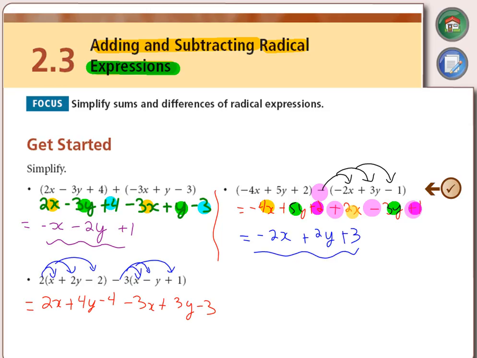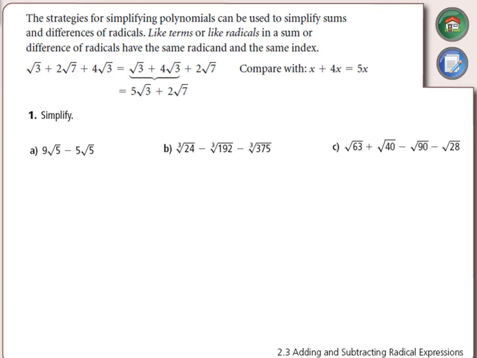Collect all of our like terms. Again, color coordinating for you. X's together, y's together, and constants together. We get left with negative x plus 7y minus 7. Our radical rules are really going to be a combination between our polynomial rules as well as fraction rules. You can think of it kind of both the same way.